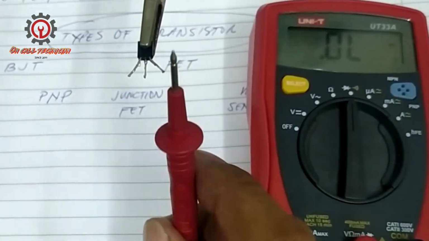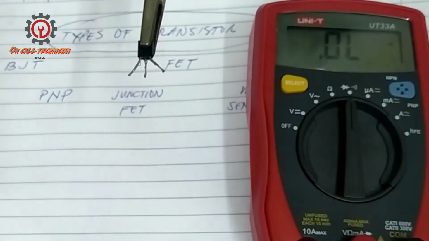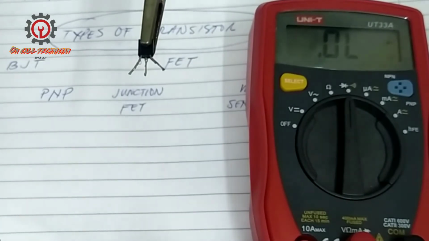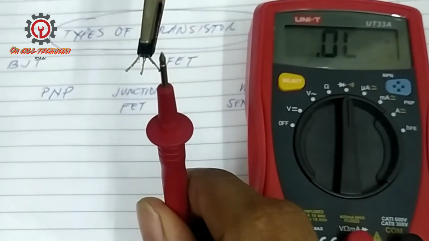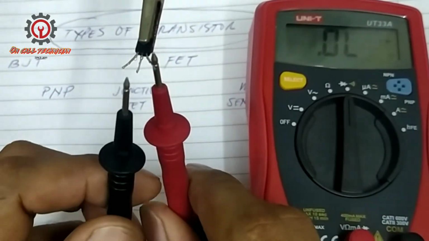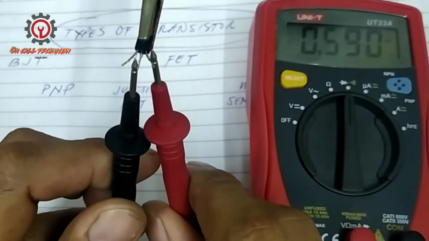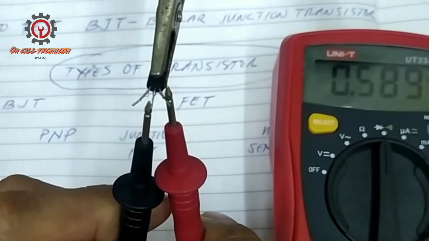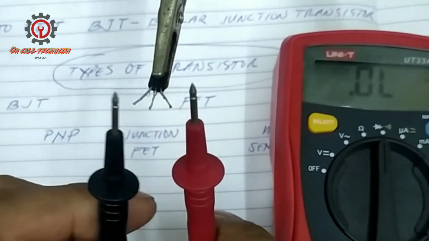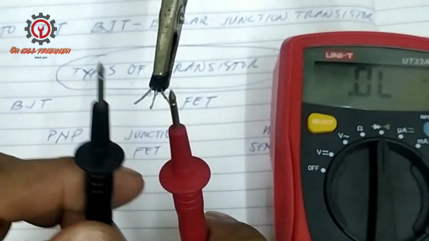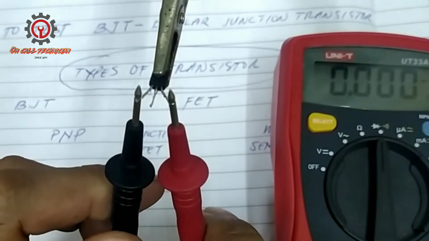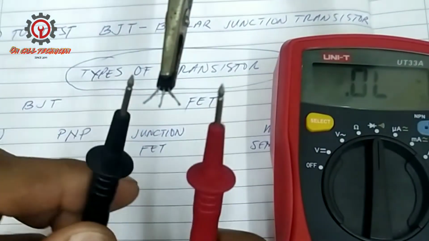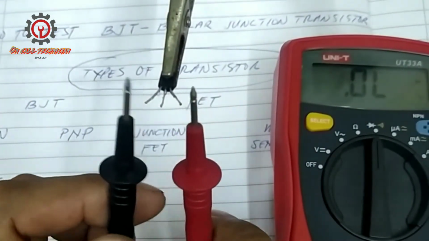Okay, once again, positive is the base and the base is here. Okay, base number 3, and number 2 is collector. So there must be a voltage here. Okay, we got 0.5, and base and emitter, it's shorted, and I'm going to prove to you that the base and the emitter is shorted.